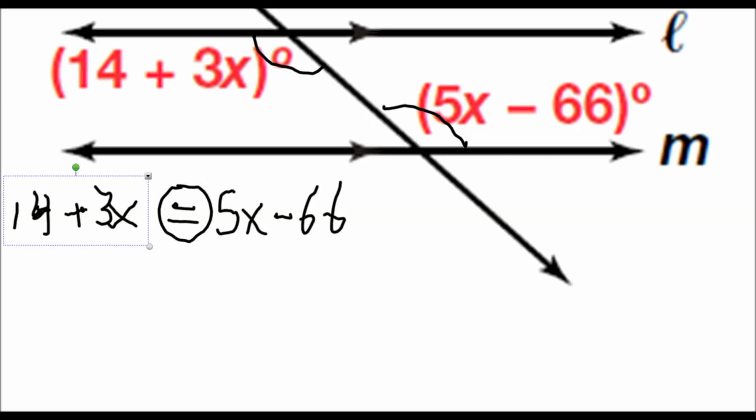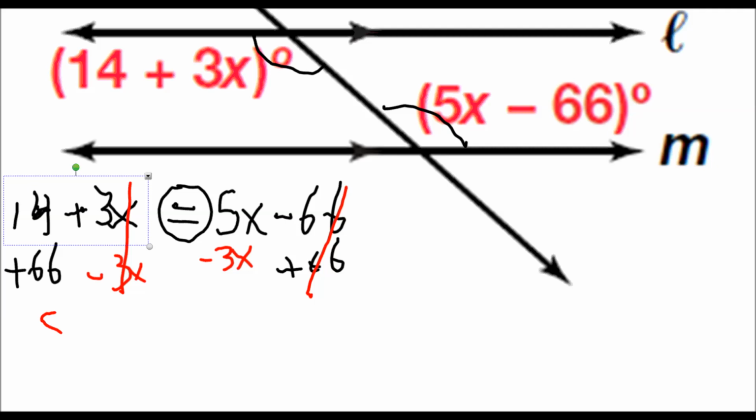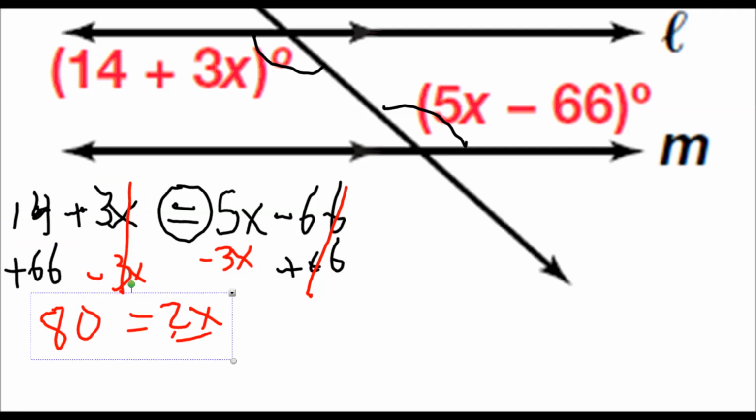And now it's algebra step time. So let's add 66 on both sides. I'm going to do 2 steps in one. So my second step is I'm going to do minus 3x on both sides. And here we go. The 3x's cancel out. The 66's cancel out. We have 14 plus 66. Let's see, add those together. 4 plus 6 is 10. Carry the 1. Looks like we have 80 equals 2x. Divide by 2. So x equals 40.